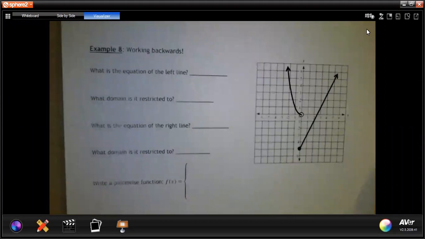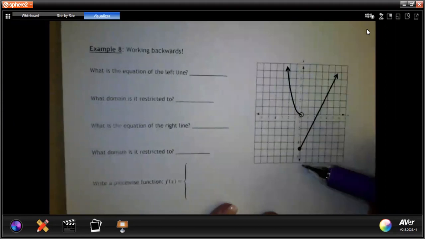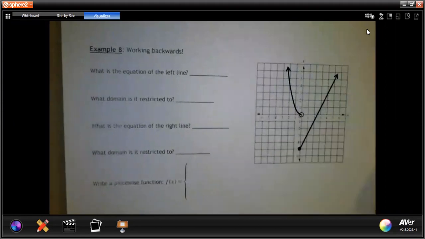Looking at this graph, if you know your parent functions, you know what these two graphs are. The one on the left is a quadratic because it's that U shape. And then the one on the right is a line. Some people could say that's an absolute value. That's true. It would just make it a little bit harder for you to write, so you might as well write the line one. As long as you get one that does work on that, though, it would be okay.